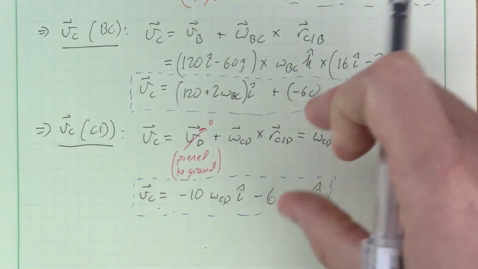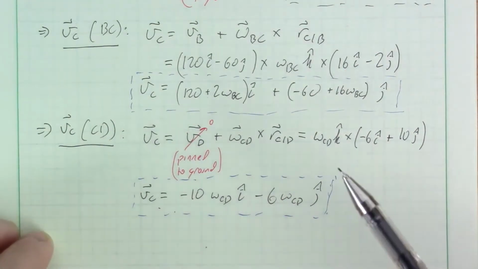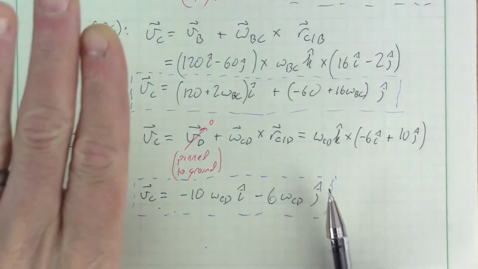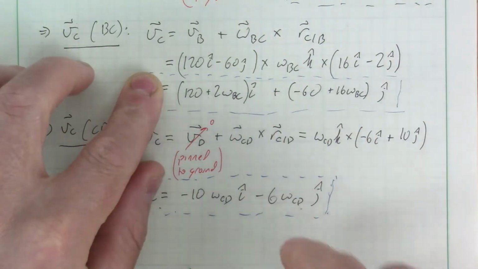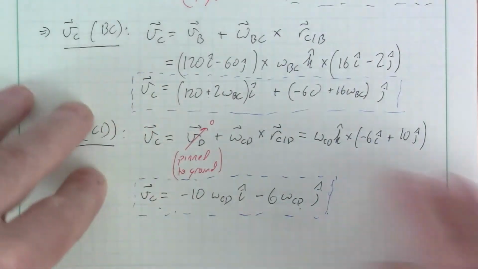So I think we need a new sheet here, but the next step is going to set these two things equal to each other, and then there's actually two relationships here, right? There's the I components and the J components. When we set these two things equal to each other, those go away. We'll be able to solve for omega BC and omega CD, the two unknowns here, from the two equations which come from the two components. Okay?